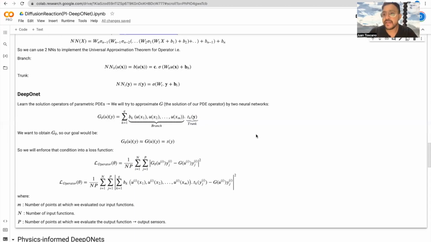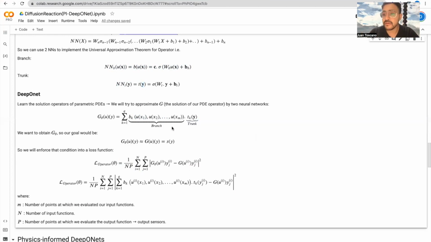Now, let's define the DeepONet components. First, we have the branch network. As we can see right here, the branch network takes the input functions. It encodes the input functions. And also, we have a trunk network. As we can see right here, the trunk network takes these y points. These y points are several points sampled inside our input function domain.